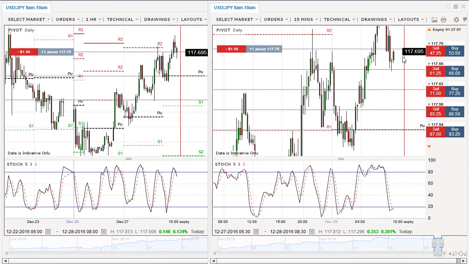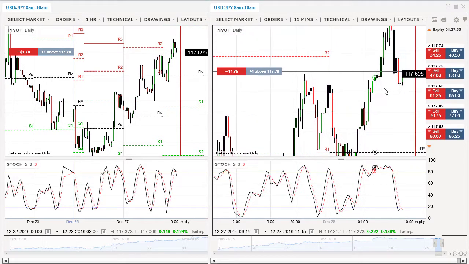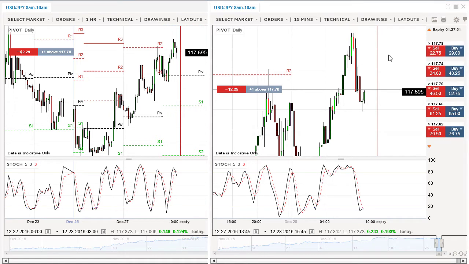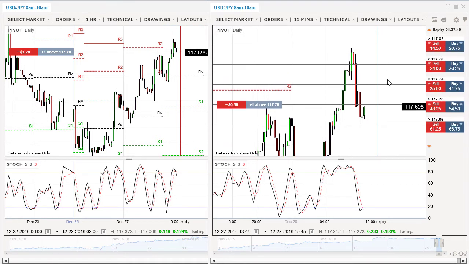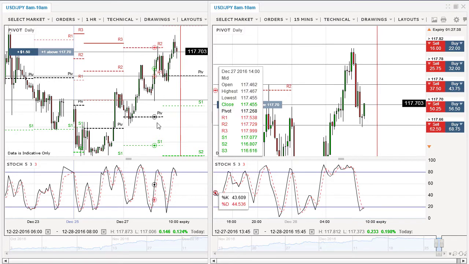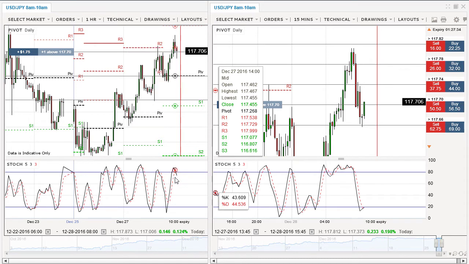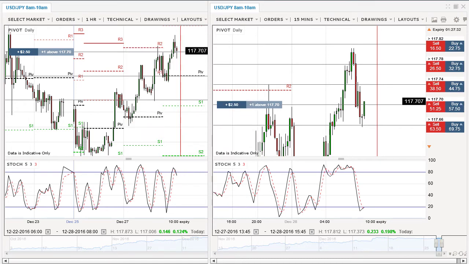It's probably going to pop up to 117.74, and then it's likely to come down. So trying to get this to expire in the money is going to be very hard because you're fighting the stochastics over here on the 60-minute chart. So I'm going to pause the screen and we'll see what happens.